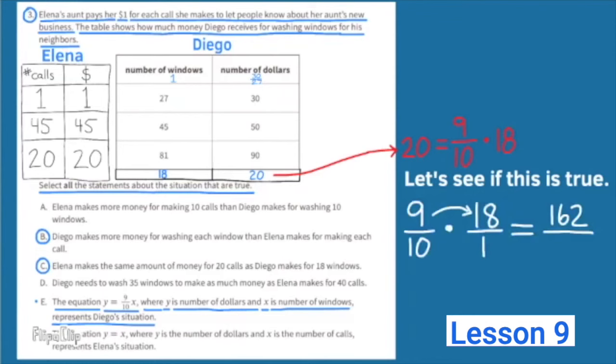9 times 18 equals 162, and 10 times 1 equals 10. 162 over 10 is equivalent to 16 2/10, and 20 does not equal 16 2/10. So this statement is not true. I will not choose statement E.